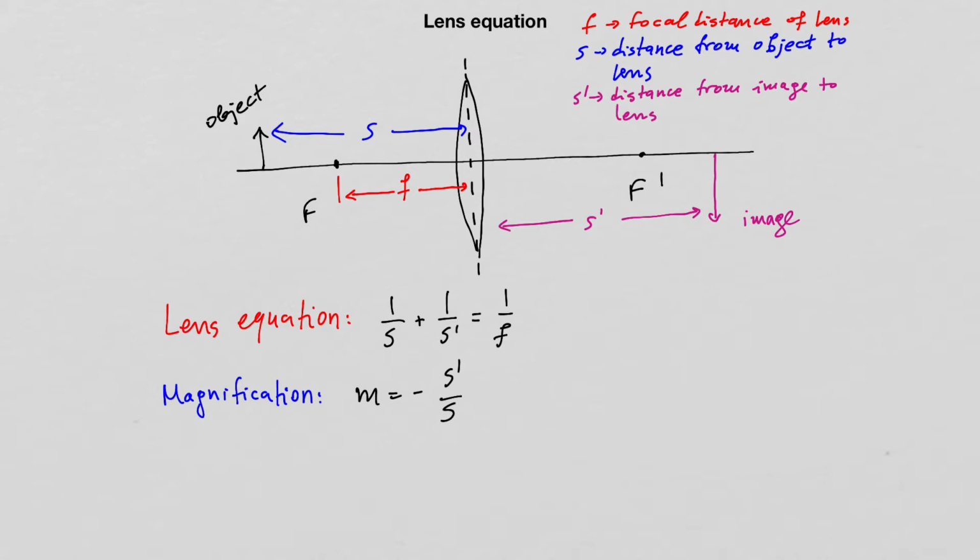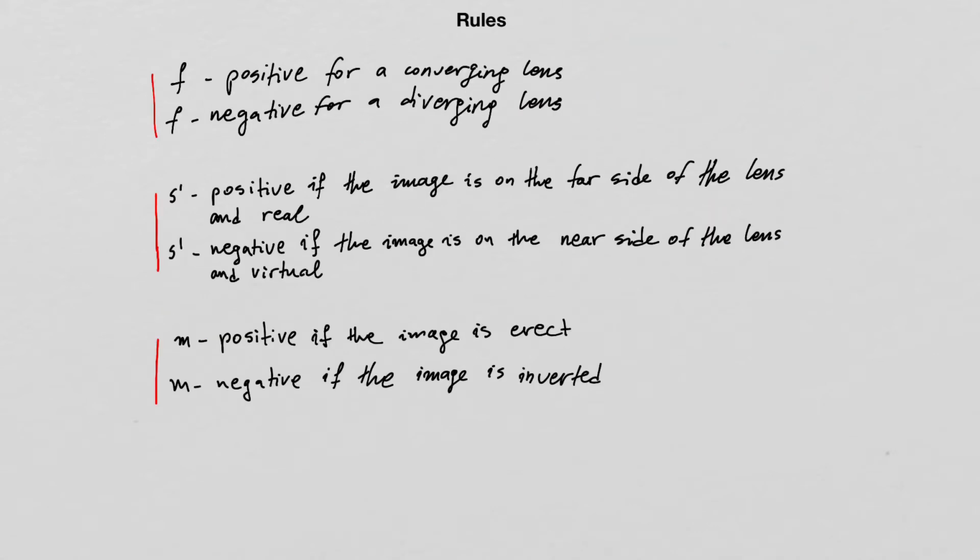Now, there are several rules that must be observed when calculating the parameters of the image generated by a lens using the lens equation and also the magnification formula. Let's list those rules. Here are the rules for the focal distance, the image distance, and the object and the magnification of the lens. So when calculating with the lens equation, the focal distance is selected to be a positive number for a converging lens and a negative number for a diverging lens.